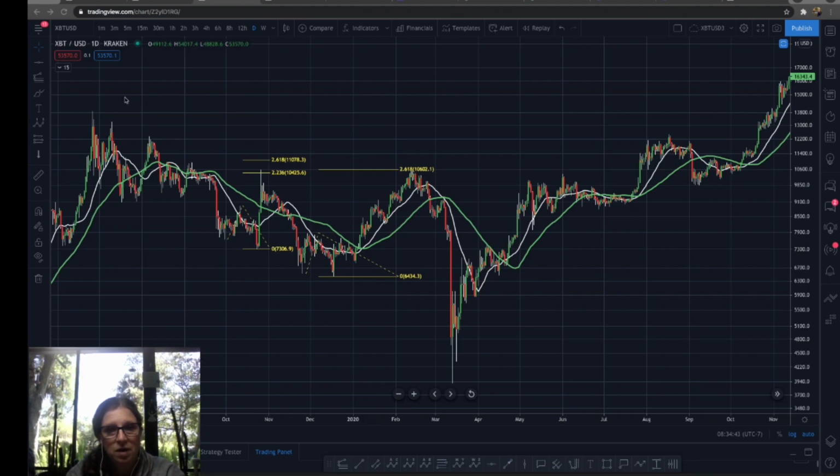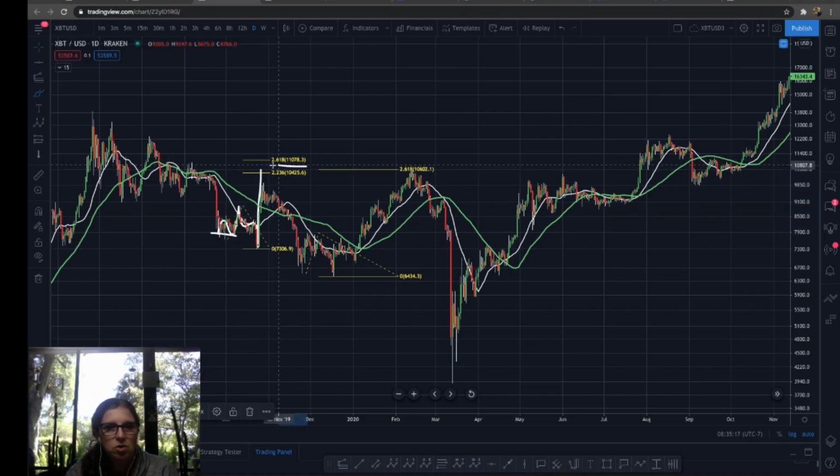Starting out on Bitcoin, I have two places marked here to make it easier for you to understand what I'm going to talk about in the lower time frame. As you can see right here, we had a three wave to the upside, a three wave to the downside that broke this bottom, and then we shot up like a rocket. And this is called an expanded flat.